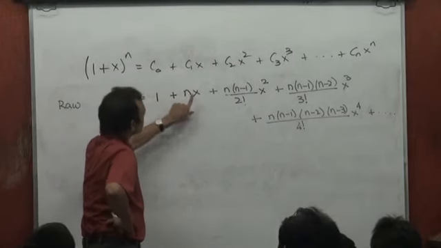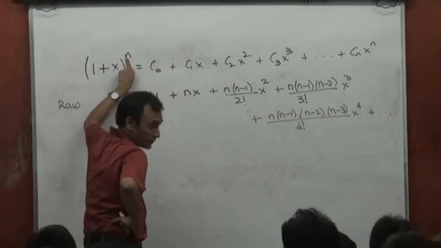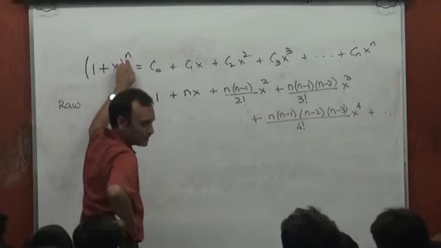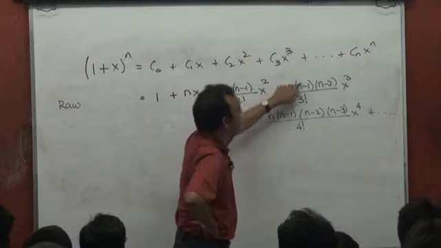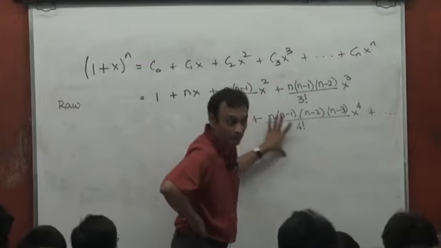In this format, the coefficient of x would actually have the power here. So you will have something, then something into something minus 1 by 2 factorial x squared, etc. Then this would be the binomial series. This I would call the binomial series.